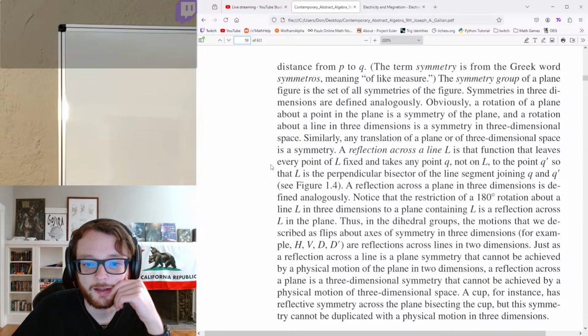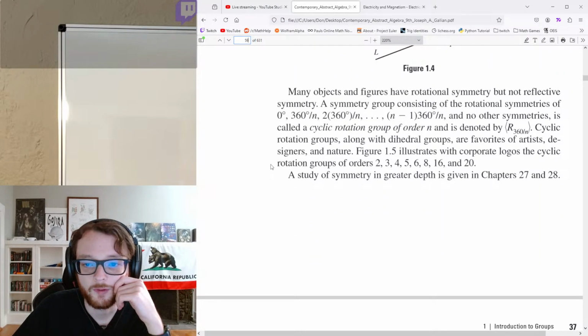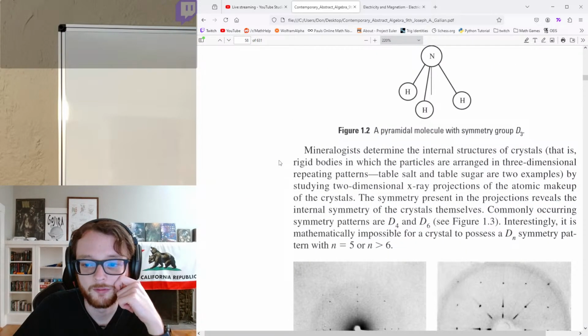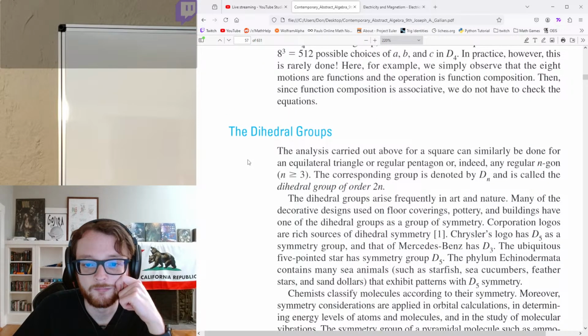I am pretty terrible at working with the dihedral groups. The book kind of makes you figure out a lot of things about it on your own, which I guess is fair, but oh, they literally say this is a cyclic rotation group of order n. I just want to see if they define it for n. I assume it's n greater than or equal to 3. Yeah, okay, so we don't have to worry about n equals 2.